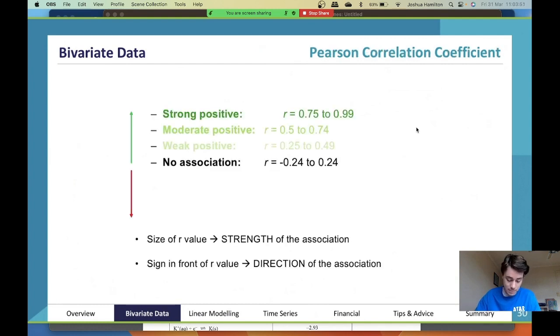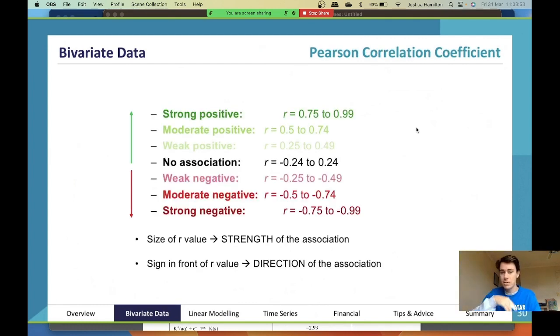As you can see here, we have a nice little table that I would recommend having something like this in your summary book. Why is that? Because as you can see here, it just tells you how to describe the number. So if you get a number for R, you can then just go to this page and go, all right, it was positive 0.8. 0.8 falls into strong positive. It was negative 0.44. Negative 0.44 is weak negative.